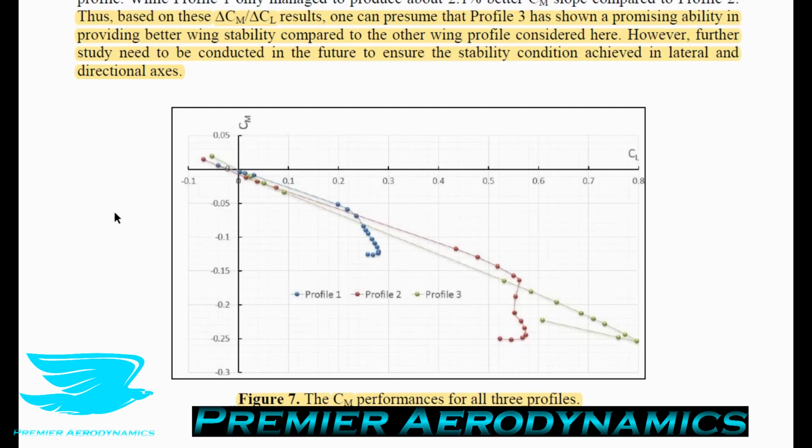And all wing profiles produced similar stabilities at low angles of attack. But profile 3 was far more stable at high angles of attack. So the more aggressive it was, the more stable it was at high angles of attack, at high lift productions. So that's the end of this podcast.